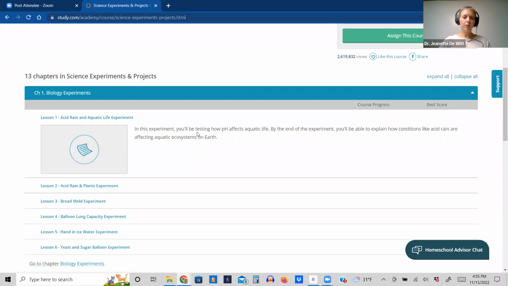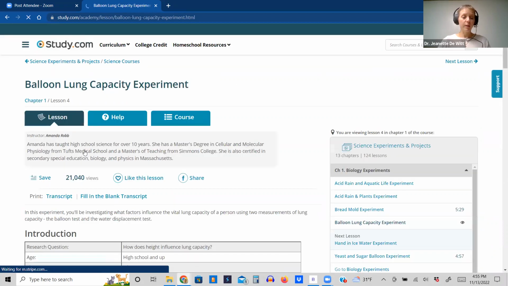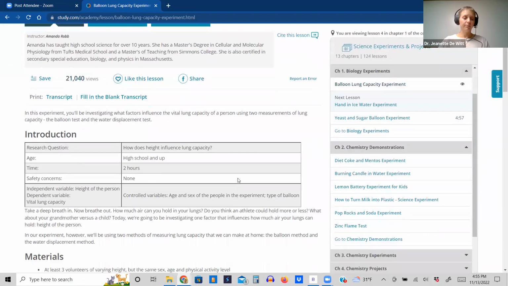I might take a look at this one and see. In this experiment, you'll be testing how pH affects aquatic life. By the end of the experiment, you'll be able to explain how conditions like acid rain are affecting aquatic ecosystems on the Earth. That sounds like a good one. Or a bread mold experiment or balloon lung capacity experiment. Okay, so I'm a doctor of physical therapy, so I am naturally going to gravitate to something that has to do with the human body. So I'm going to look at this balloon lung capacity experiment.